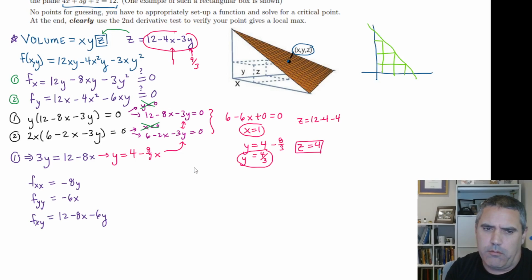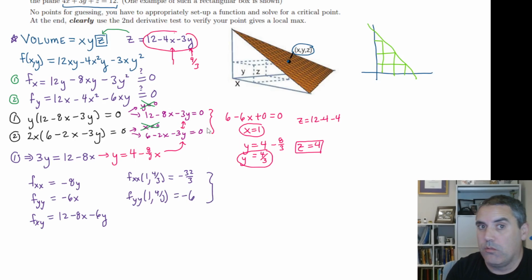And we're going to plug in our values. So f of xx at 1 comma 4 thirds. That's the value we're checking. We're plugging in 4 thirds, so it's going to be negative 32 thirds. F of yy at 1, 4 thirds is negative 6. So it's concave down in 2 directions. That's good because we're looking for a maximum, but we need to make sure the mixed partial isn't too big.